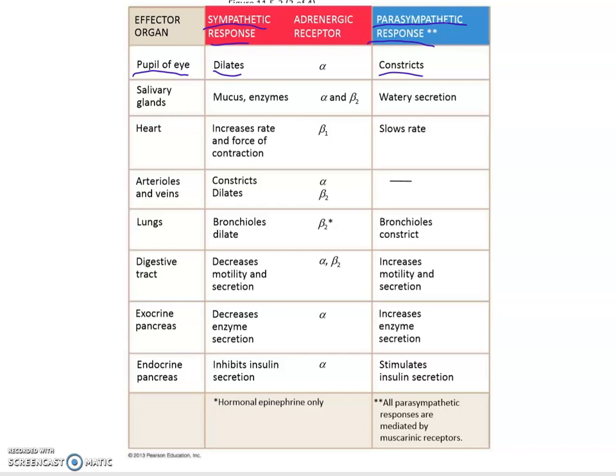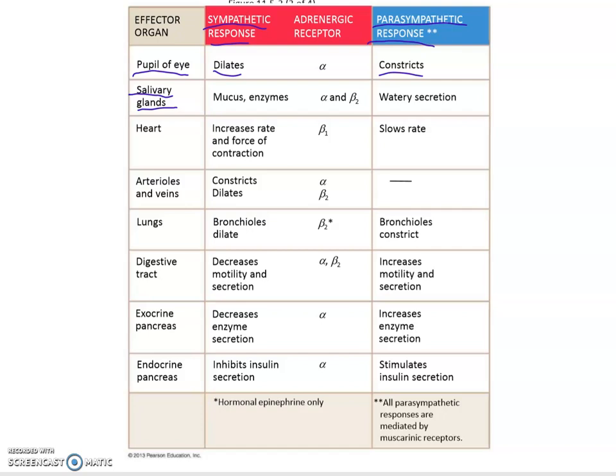You can take a look at some of these. Most of them are antagonistic, but let's take a look at an exception. The salivary glands: either way, there will be some saliva produced from salivary glands.